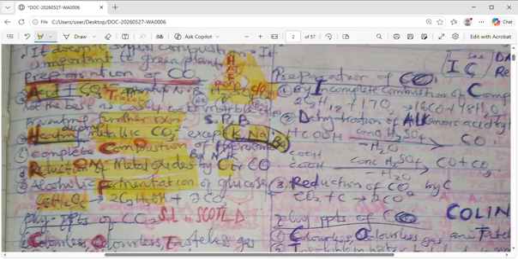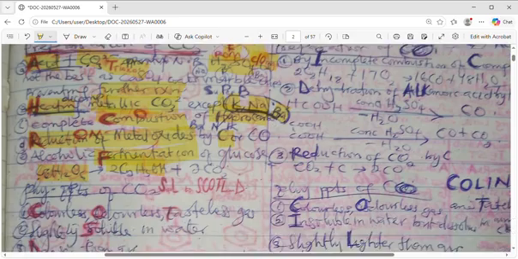Add oxygen to hydrocarbon. Example of hydrocarbon is methane, CH4. If I add CH4 plus oxygen, I'll get CO2 and I'll get H2O. So meaning I've produced carbon dioxide. So these are the ways of preparing carbon dioxide.